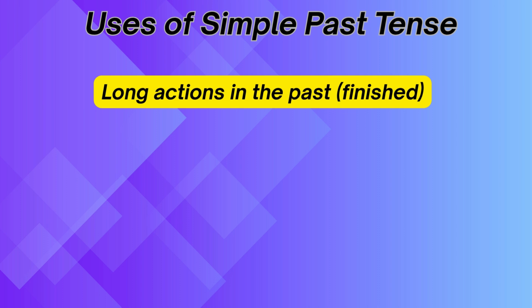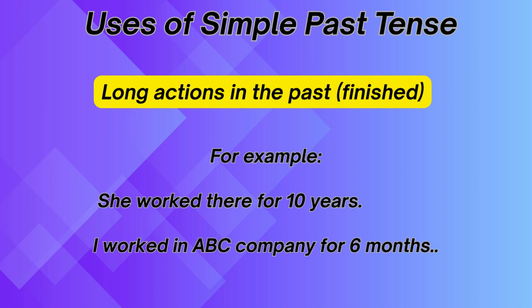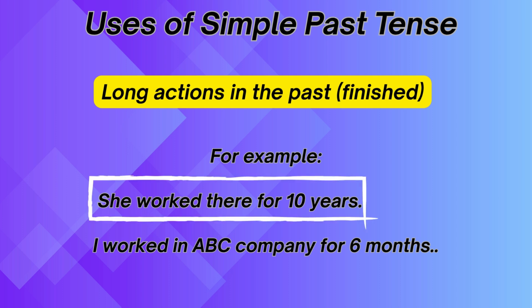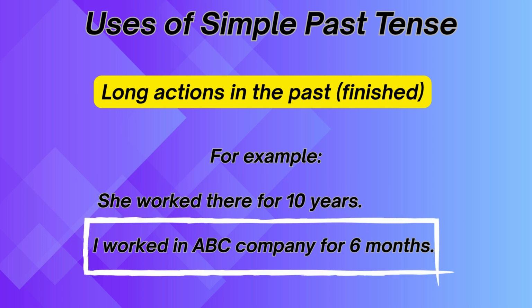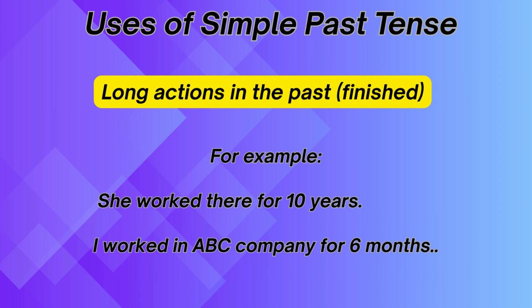We can also describe long or continuous actions that lasted for some time in the past. Examples: she worked there for 10 years. I worked in ABC Company for 6 months. These actions happened over a period but are finished now.